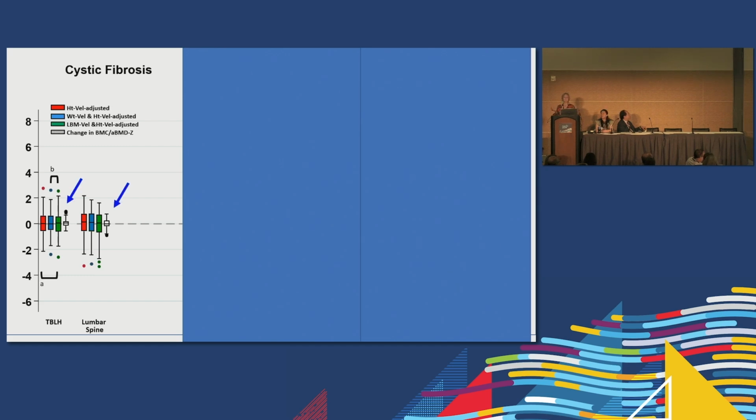And you can see, not really changing much. In the red is the height velocity adjusted, in the blue, weight velocity, and in the green, lean body mass adjusted. And you can see that those are all around 0, so they don't have a rapid or a low velocity, which is probably why those Z-scores aren't changing much. And I want to note that this is a very healthy population of individuals with CF.